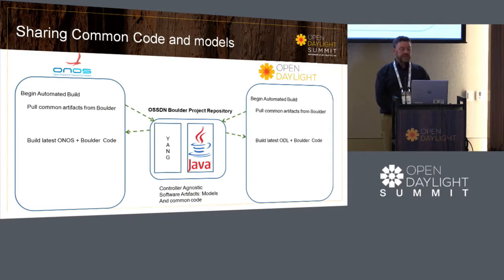So the way we're looking to build this is, essentially, today there's the OpenDaylight NIC project. As we speak, we're in the process of spinning up an ONOS NIC project, and the notion is that in either of those projects, when you start the automated build, the first thing it does is go to the OSSDN repository and pull down the latest versions of the YANG files and the latest versions of the Java common code, and then go ahead and build that. And so in this way, the controller-agnostic work that we're doing in the ONF gets included and stays consistent and synchronized with the controller-specific work that gets done in each of the controller projects.